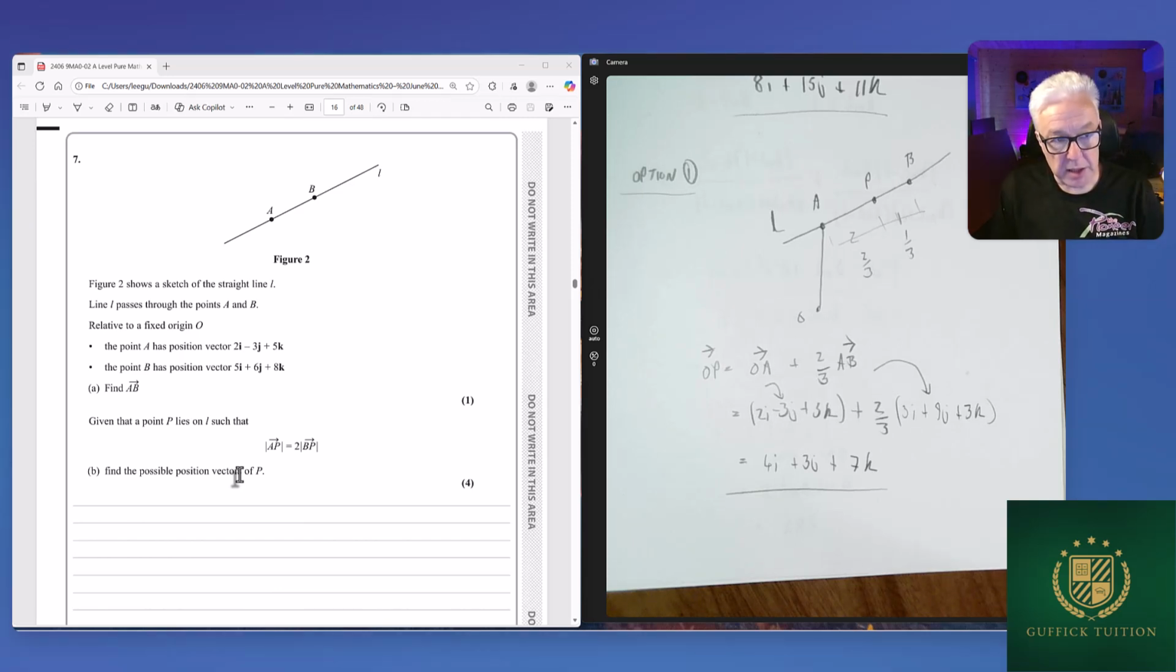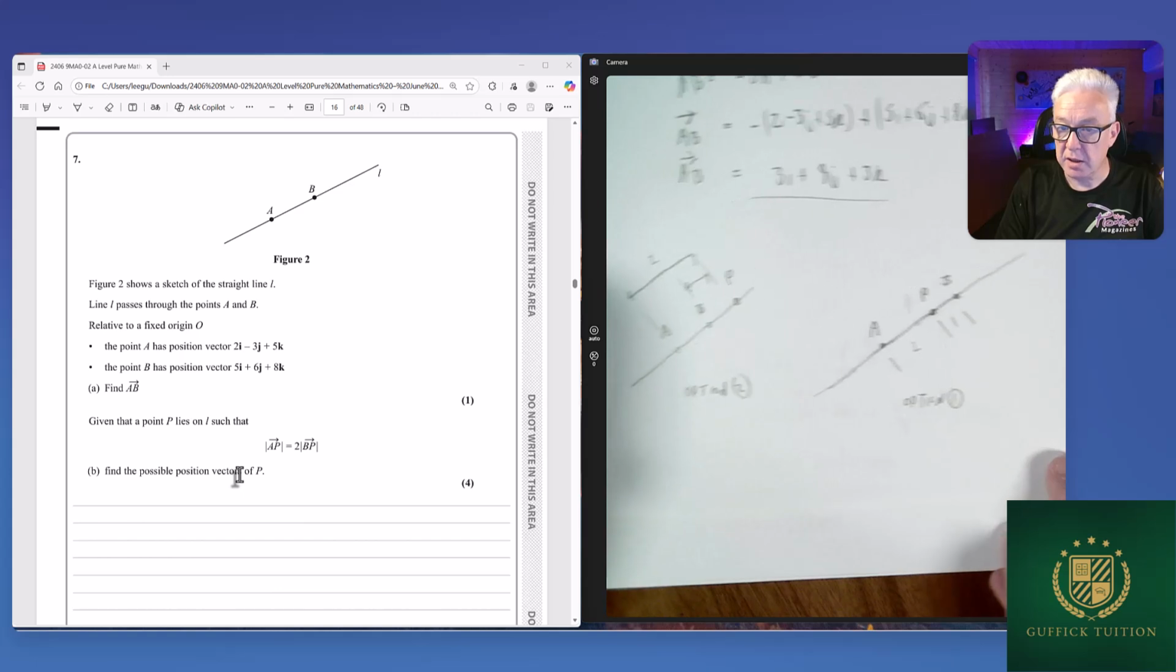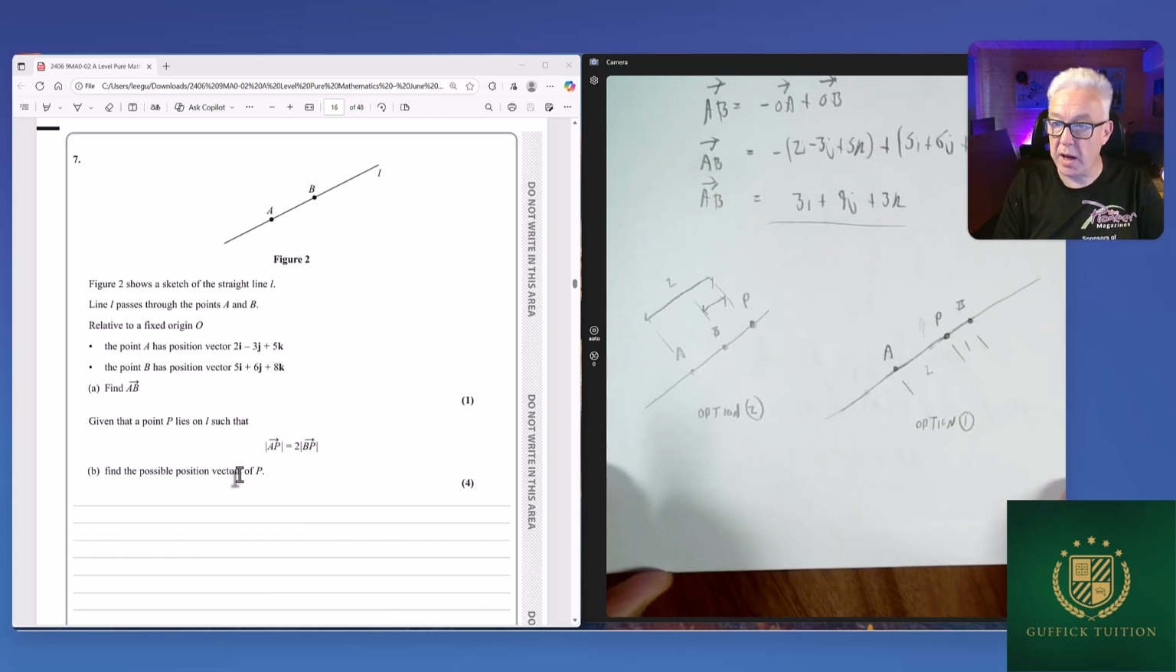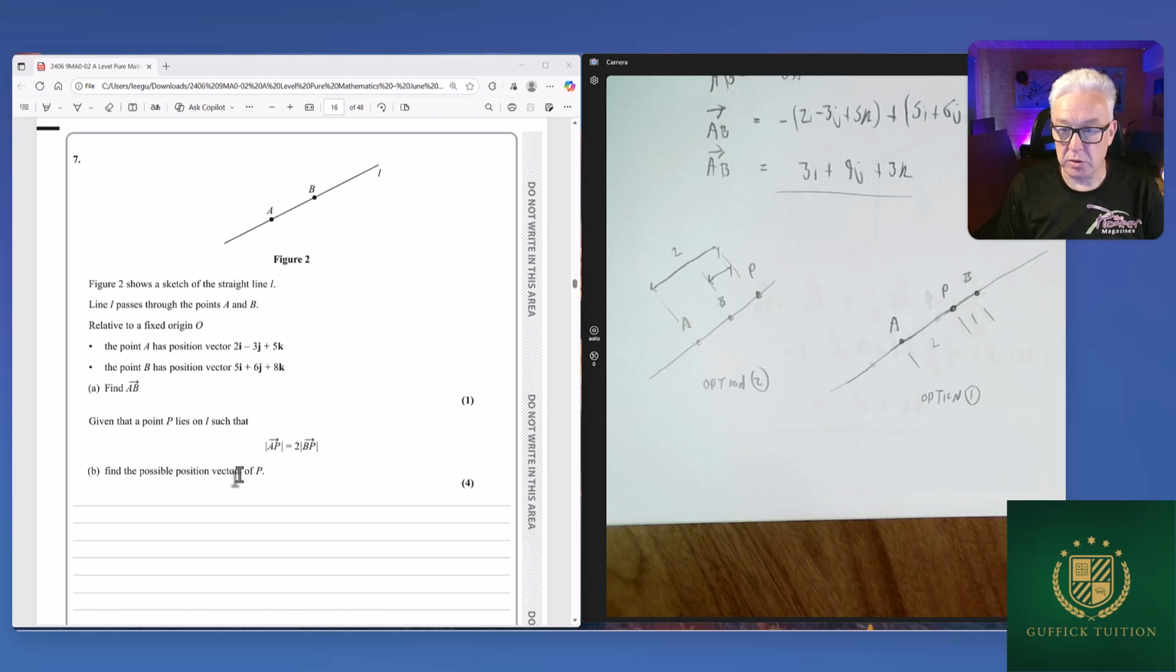I don't think that's a very easy question, a little bit tricky. I think the trickiest thing is visualizing the two possible places where P could be, and understanding that the magnitude symbol is just talking about the length of the vectors. So that's the key, to think about that one in terms of length.